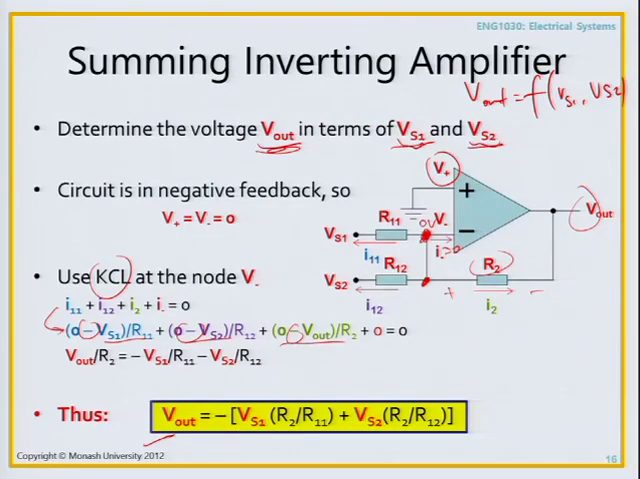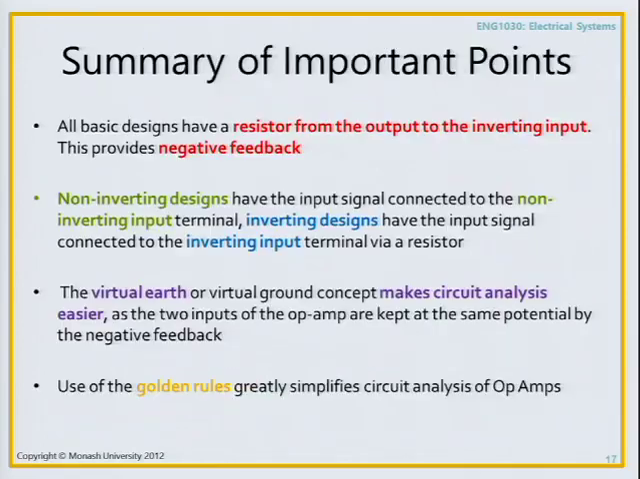and I've collected the negative sign out the front because it makes it easier to show that whatever signals I've got in VS1 and VS2, they are added together by a certain weighting factor, and the weighting factor is determined by these resistors, and the output is inverted or turned upside down. And that's why this configuration is called a summing and inverting amplifier. So it adds two things and it inverts them.